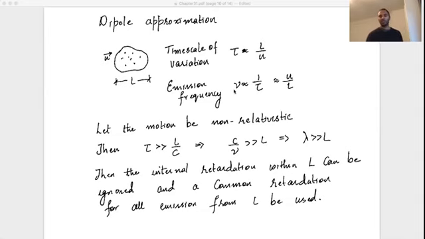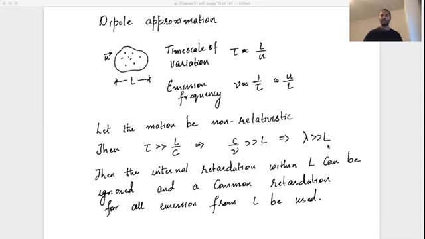Now, the frequency of emission, so the spectral content of emission, is going to be of the order 1 over tau, and that is going to be U by L. Now, let's say that the motion of all these particles is non-relativistic, right? So that means that U is far, far less than C. So you immediately get that tau has to be far, far greater than L by C, because tau is equal to L by U, and U is far, far less than C. So tau far, far greater than L by C, which means C by nu, so far, far greater than L. So wavelength far, far greater than L.